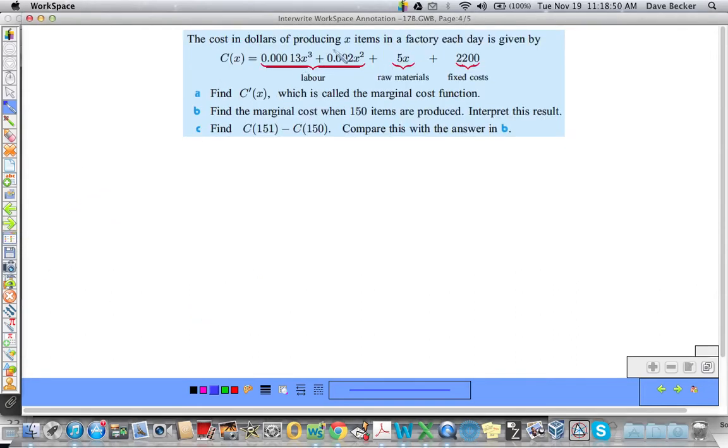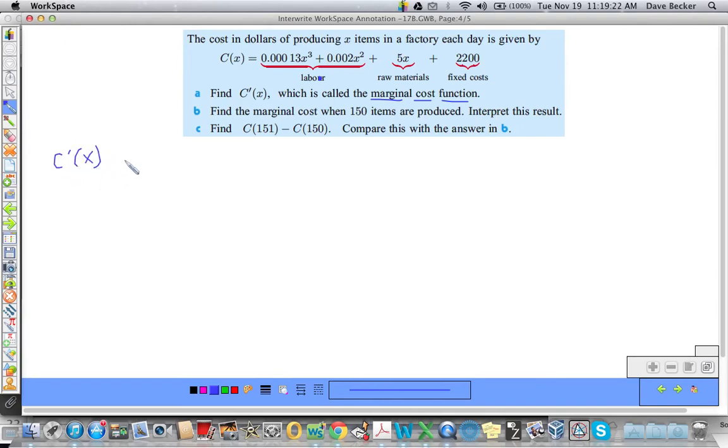The cost in dollars of producing X items in a factory each day is given by this cost function. And labor, raw materials, and fixed costs. Okay, so some company or some factory used this to calculate its cost in dollars. So find C prime of X, which is called the marginal cost function. So that's pretty simple, C prime of X except for the decimals.